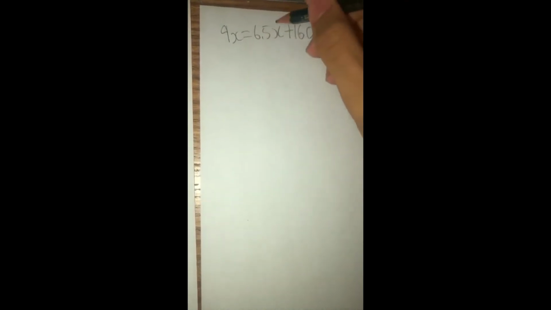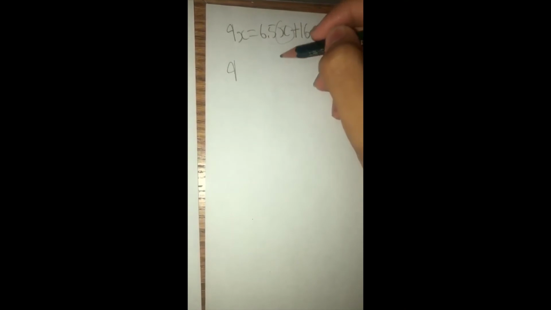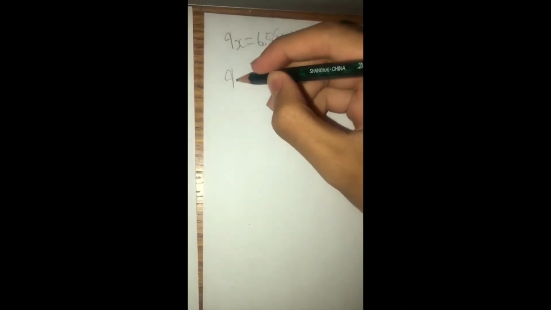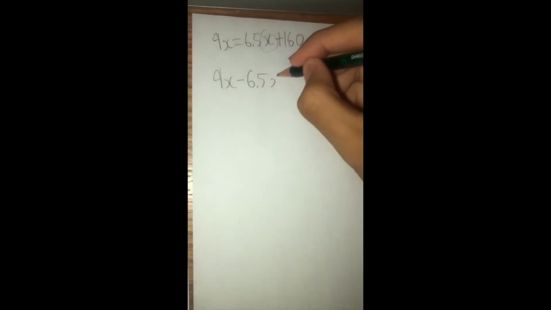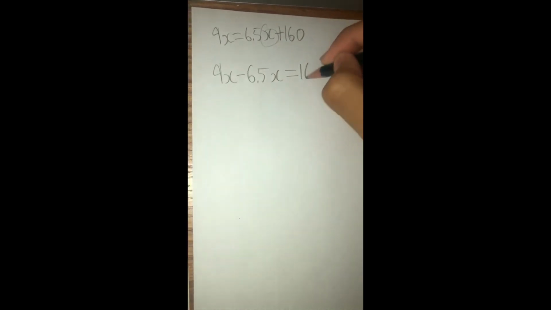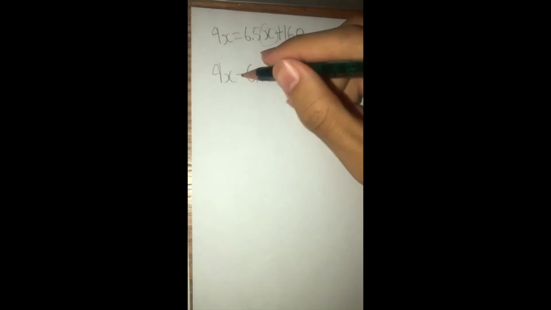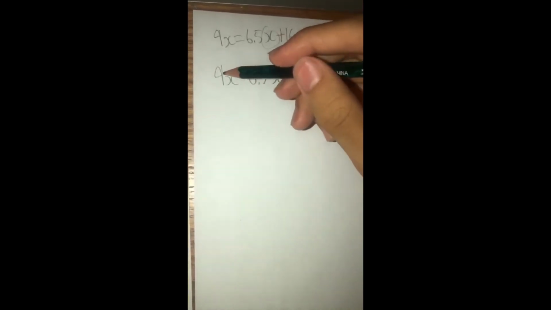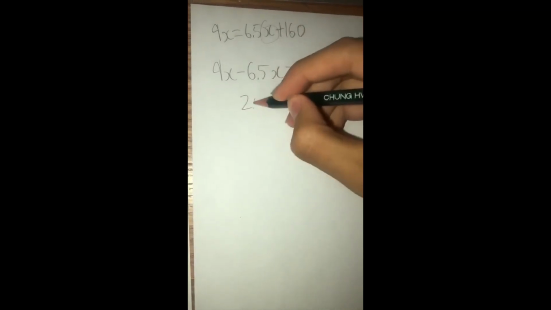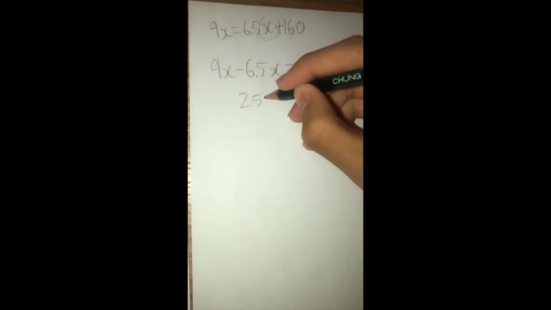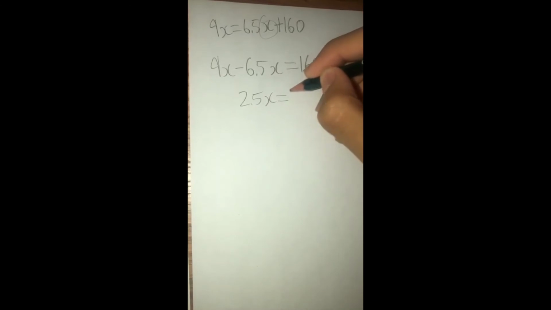Now what we do is just isolate the variable x. So what we have to do is move 6.5x over to the left-hand side of this equation. So we have 9x minus 6.5x equal to 160. So from here, you can just calculate what 9 minus 6.5 is, which is 2.5, and multiply that by x, and have that equal to 160.